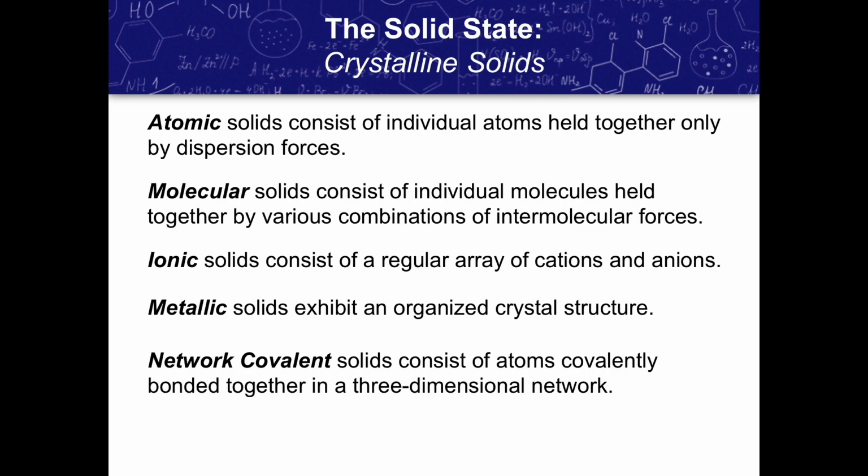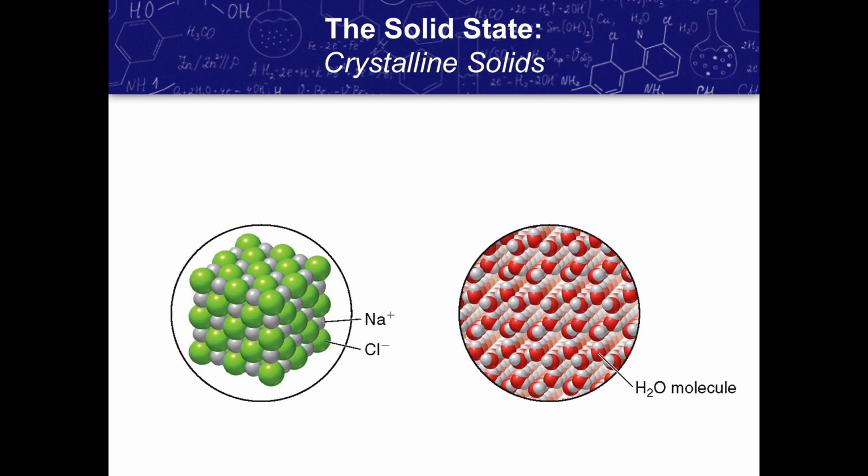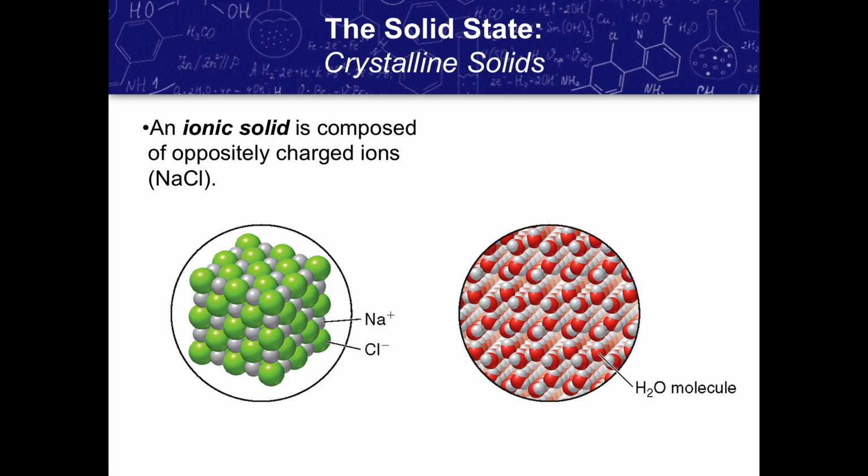The ionic solids, which are composed of a regular array of cations and anions. The metallic solids, which exhibit an organized crystal structure. And lastly, the network covalent solids, which are composed of atoms covalently bonded together in a three-dimensional network. Here are the examples of the different types of crystalline solids. We have the ionic solid, which is composed of oppositely charged ions. An example here is sodium chloride.